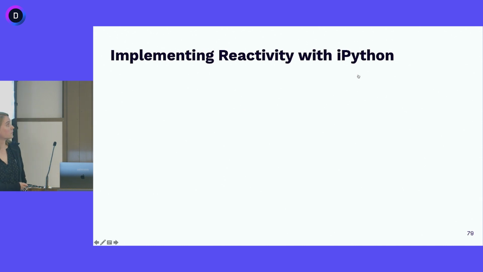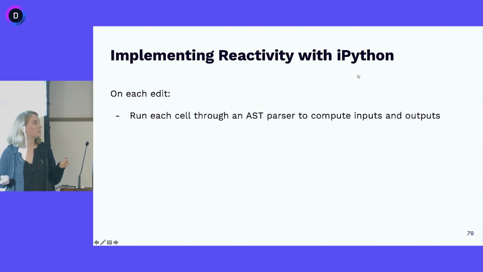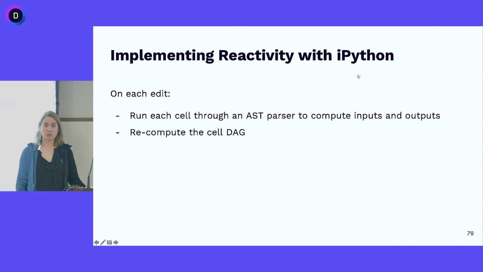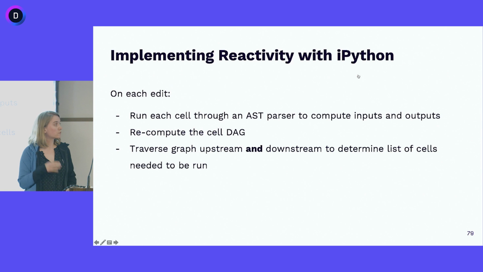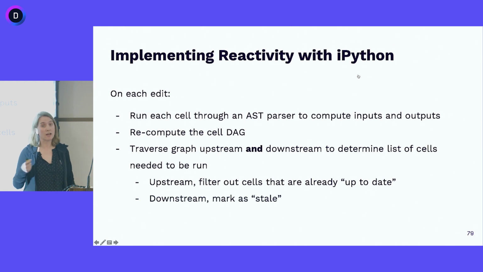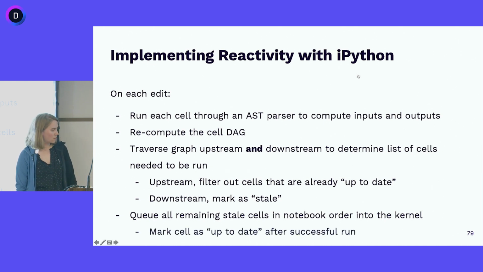So with that, the algorithm. On each edit, we run each cell through the AST, and we compute these inputs and output variables, as we call them in Hex. Then we recompute the DAG based on that. So then we traverse all of the cells upstream and downstream. And it's worth noting that sometimes upstream cells need to be rerun as well as downstream cells. Upstream, if anything's up to date, filter that out. Downstream, we mark everything as stale. And then we queue all of these cell runs into the kernel in order, in the notebook order automatically. And we're just running these in the regular IPython kernel. And then we mark each cell as up to date after it runs successfully.